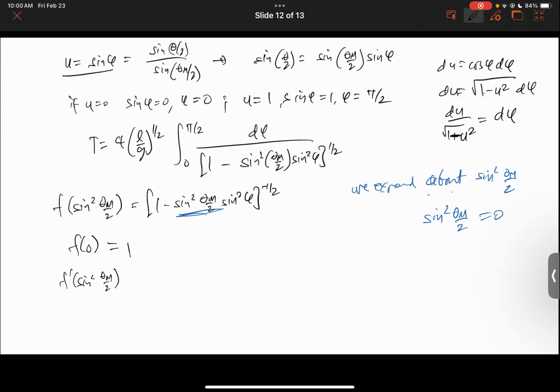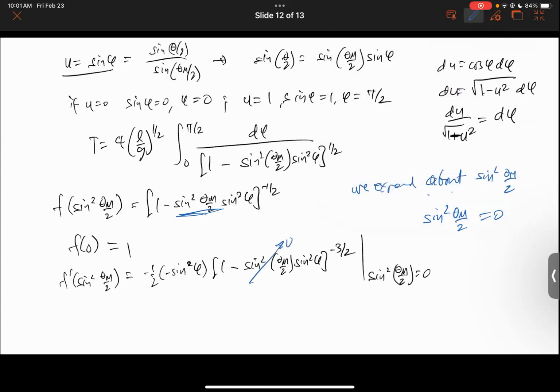Okay, the derivative, of course, is with respect to phi. So this is negative 1 half times with respect to sine squared theta sub m over 2. So this is negative sine squared phi. Okay, so 1 minus sine squared theta sub m over 2 sine squared phi, and then negative 3 halves. Okay, and then we evaluate that for sine squared theta sub m over 2 equals 0. So pag 0 yan, so ito gagawin natin 0. Okay, so itong term na to, this reduces to just 1. Okay, and we are left with 1 half sine squared phi.